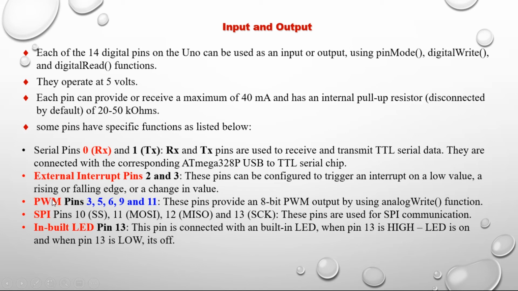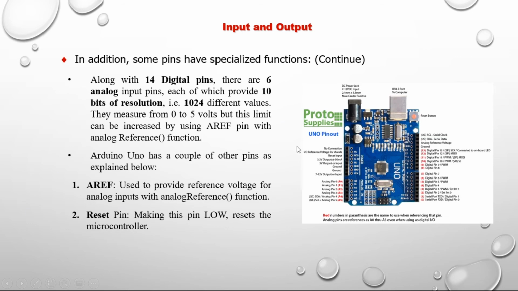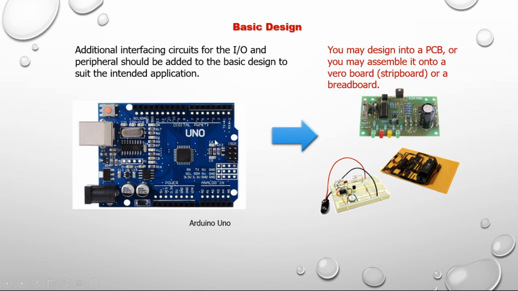This is the special pin that we're going to use to provide the PWM output to our motors. This is another special function of Arduino Uno, which you can read about later. The Arduino Uno can be connected to your PCB board or strip board, or during testing you can connect it to the breadboard first, before you transfer it to the strip board or PCB.